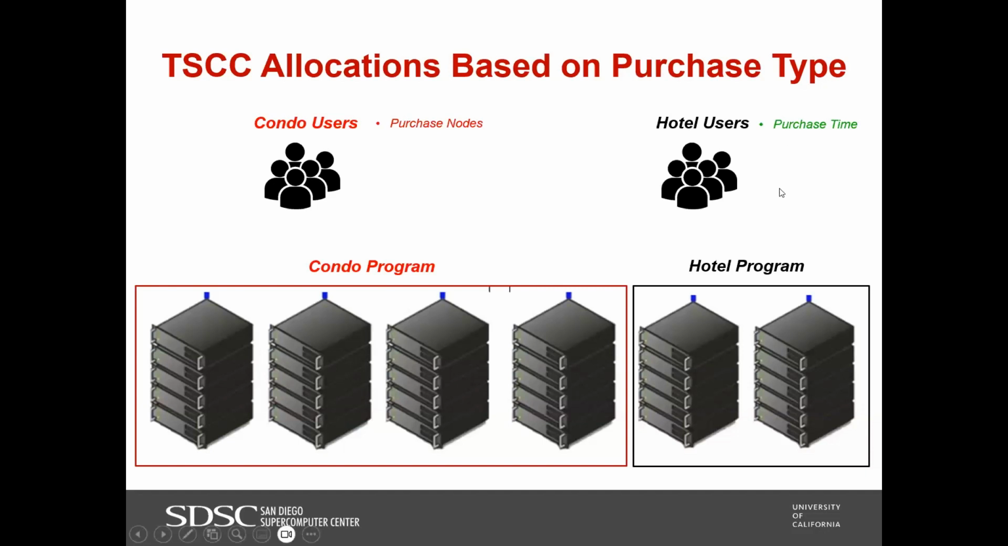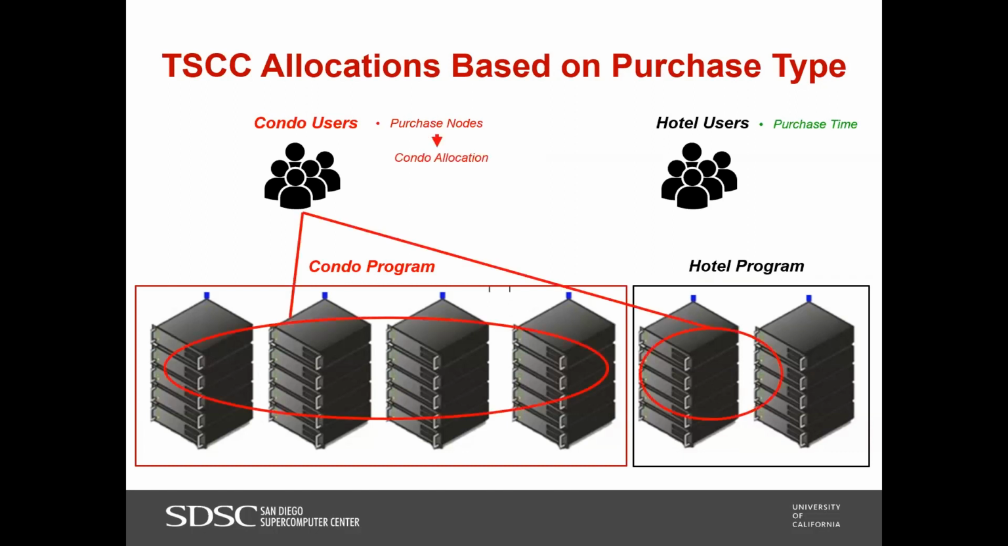Another difference about the TSCC allocation is that now the TSCC allocations are based on the purchase type. Let me explain what's going on here. We know we have condo users and hotel users on TSCC. The condo users purchase nodes, and then they will get a condo allocation for them to use or run jobs on the condo nodes and the hotel nodes. That's the same as before, as TSCC1.